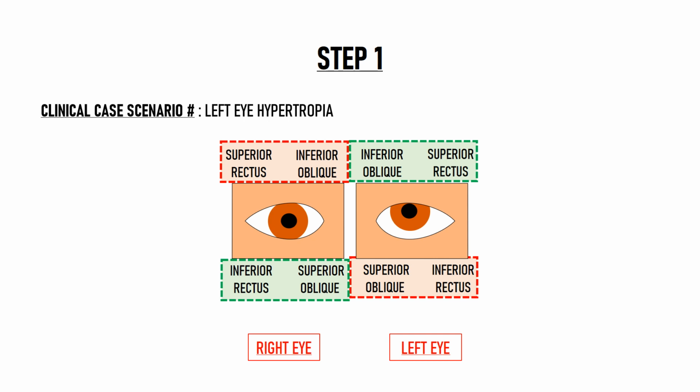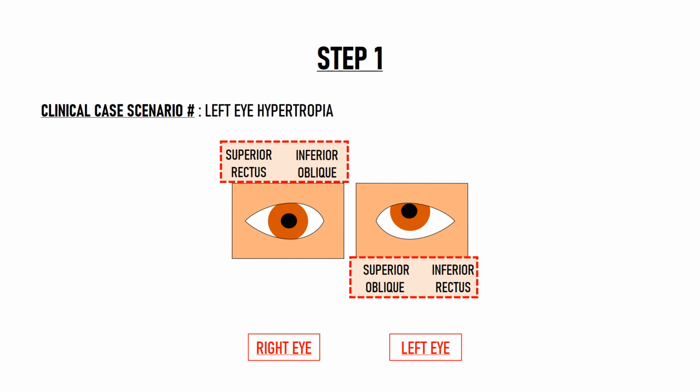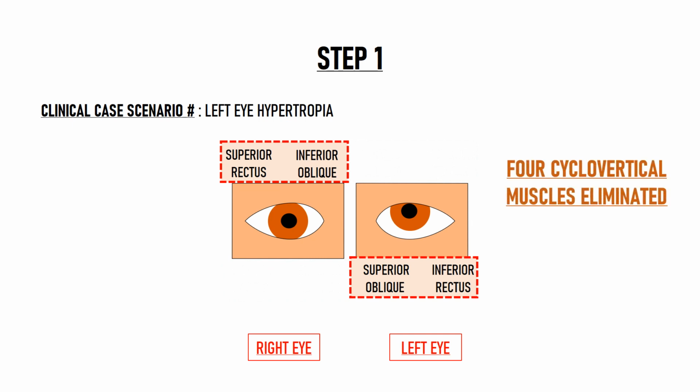So this is step 1 of Parkes 3-step test, in which we have eliminated 4 cyclovertical muscles. We have narrowed down our search from 8 cyclovertical muscles to 4 cyclovertical muscles. One of these 4 cyclovertical muscles is paralyzed, and we will need to perform step 2 and step 3 of Parkes 3-step test to identify that muscle.